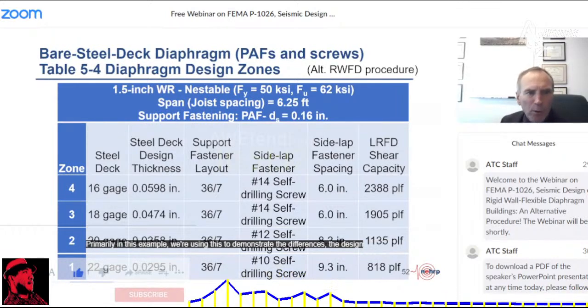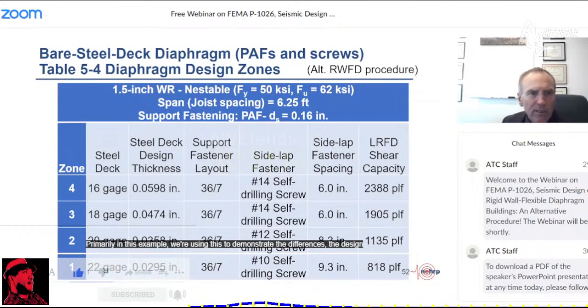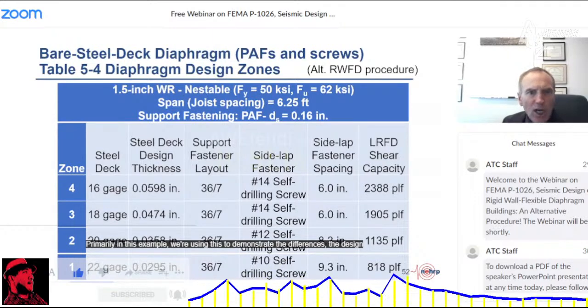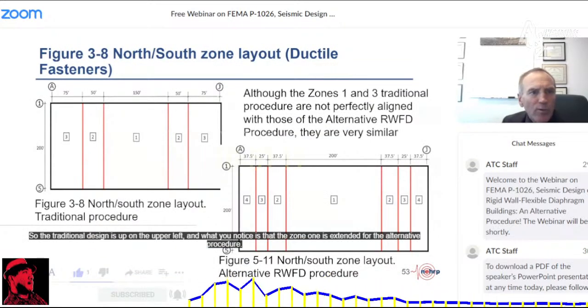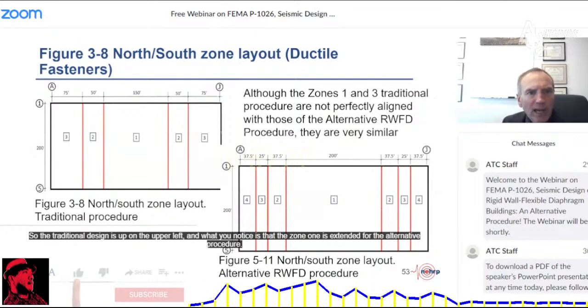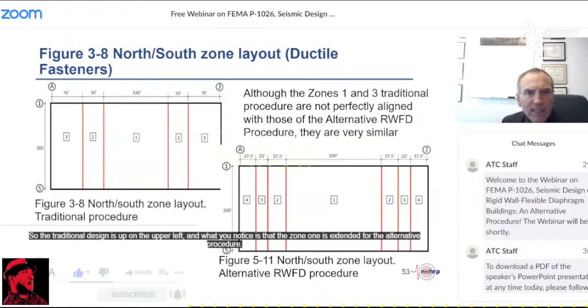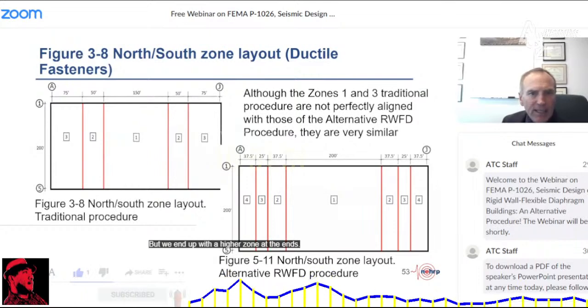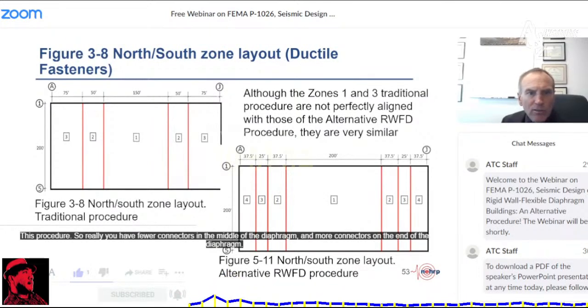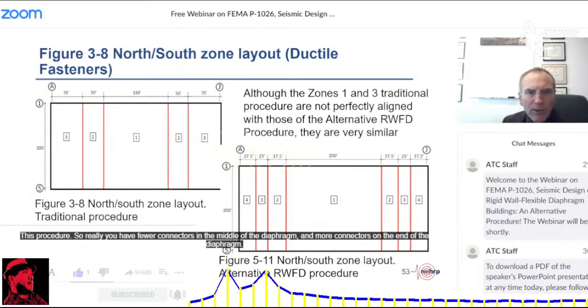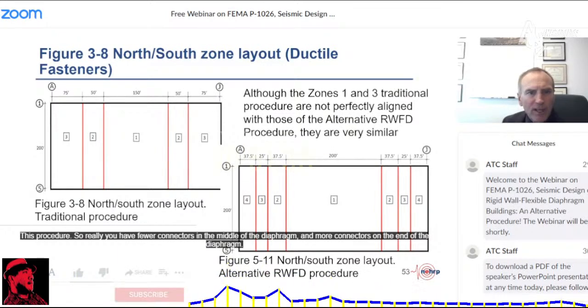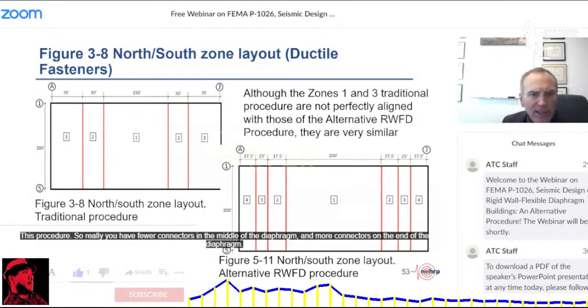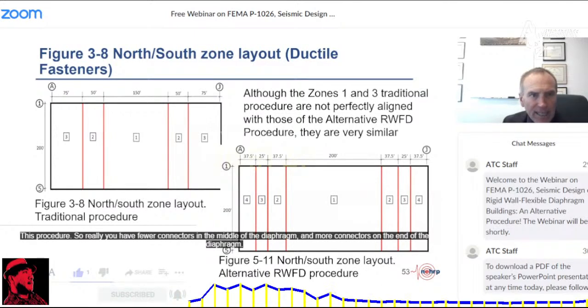Primarily in this example, we're using this to demonstrate the differences in the design. The traditional design is up in the upper left. What you notice is that Zone 1 is extended for the alternative procedure, but we end up with a higher zone at the ends in this procedure. So really you have fewer connectors in the middle of the diaphragm and more connectors on the end of the diaphragm for this case.